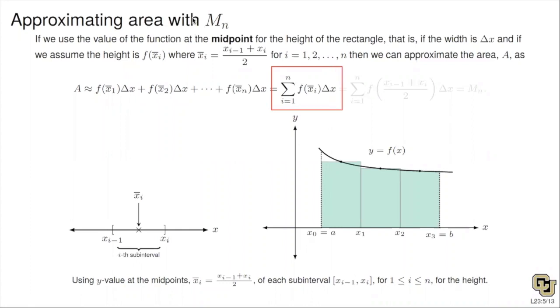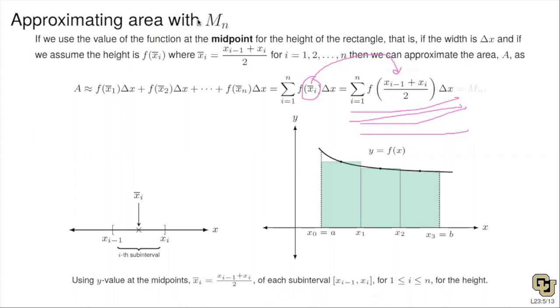And again, you should tell yourself the story. This is the height of the rectangle times the width of the rectangle, which gives me the area of the ith subrectangle. And then finally, I add up all n of the subrectangles to give me the approximation of the area. And like I said, I personally don't use the x sub i bar notation that much. So in terms of the original variables, this is really what it looks like.